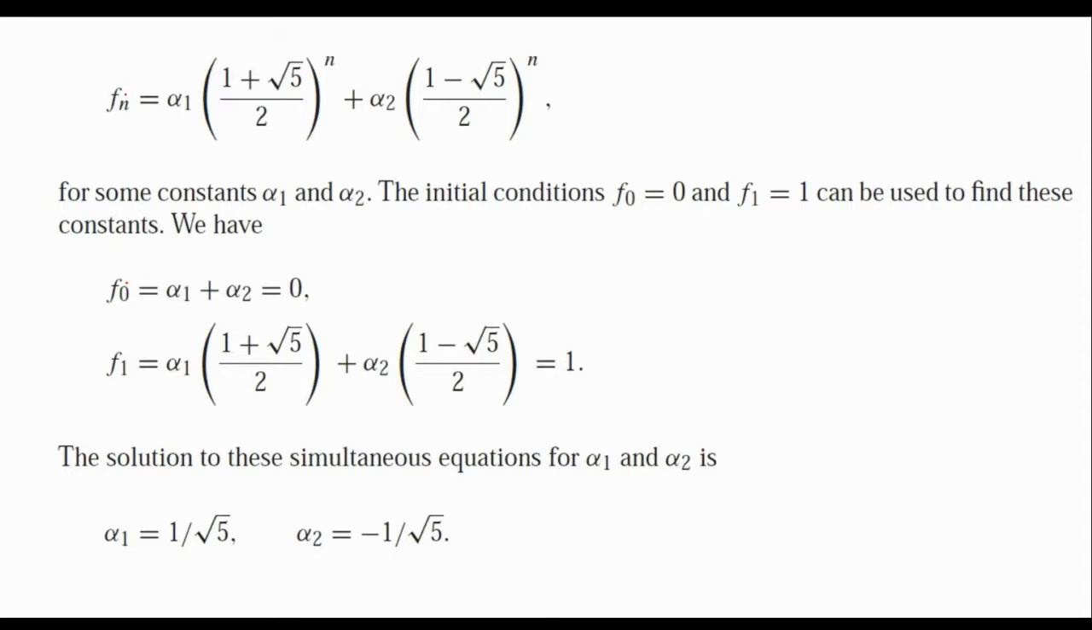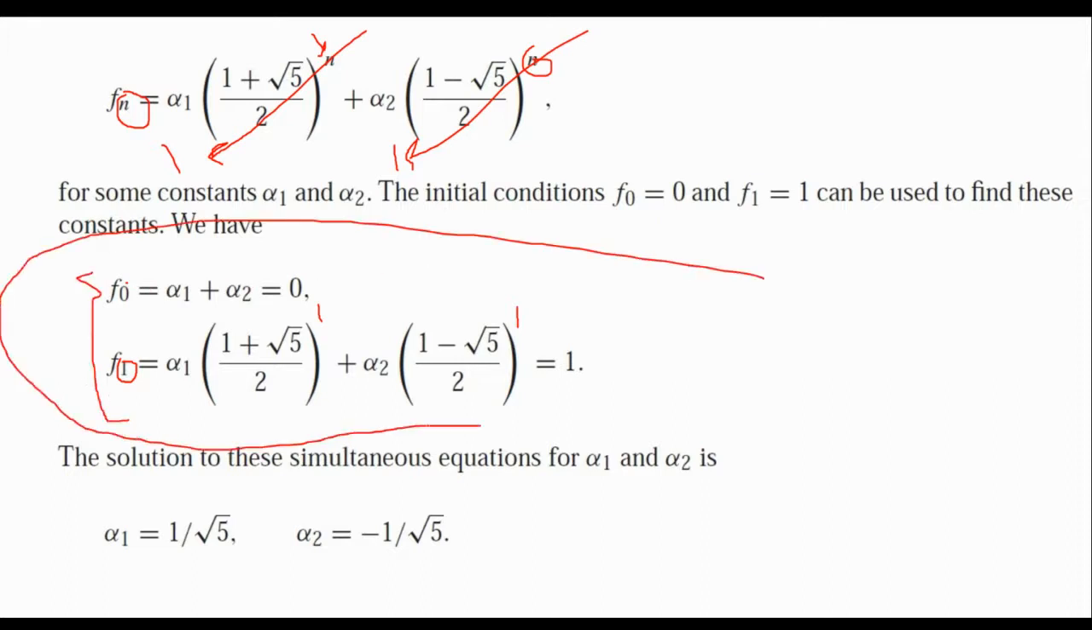Here, instead of n, if I consider 0, what happens? This one would be 1. Anything power 0, this is 1. This is power 0, this is 1. It means that alpha 1 plus alpha 2 is equal to 0. If I consider n to be 1, then n here is 1. It means that here I will have power 1, which is this parenthesis itself, and this one is equal to 1. So the next thing to do is to solve these two equations to find two unknown answers, which are alpha 1 and alpha 2.